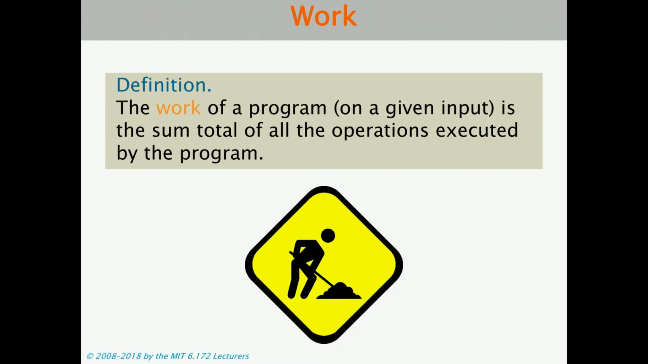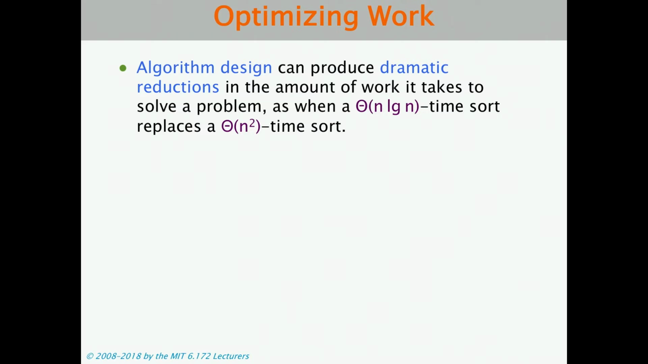In terms of computer programming, there's actually a formal definition of work. The work of a program on a particular input is defined to be the sum total of all of the operations executed by the program. So it's basically a gross measure of how much stuff the program needs to do. And the idea of optimizing work is to reduce the amount of stuff that the program needs to do in order to improve the running time of your program, improve its performance.